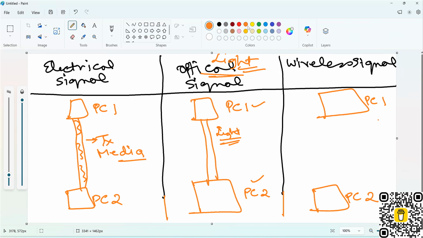And the wireless signal is simple. It is transmitted in the form of EM waves, radio waves, or infrared. Again, my human recognizable form is first converted into bits. Then the bits are transmitted in the form of a signal. And how is that signal transmitted? It is transmitted wirelessly through air or through EM waves from PC1 to PC2. So that is the example of the wireless signal.